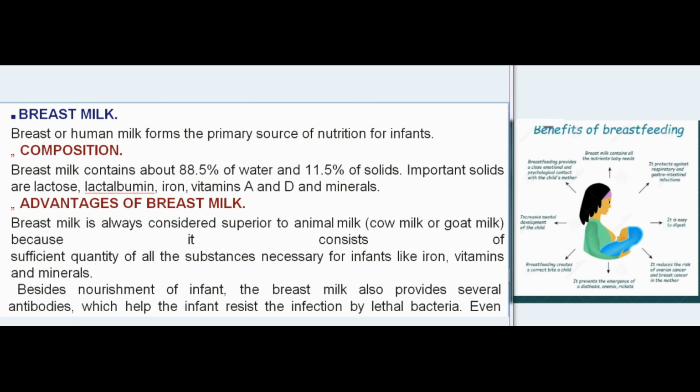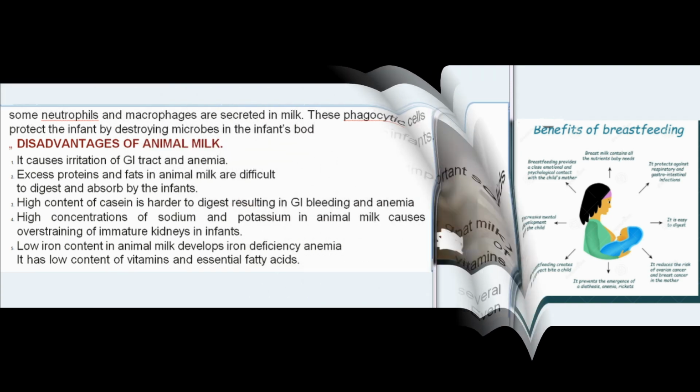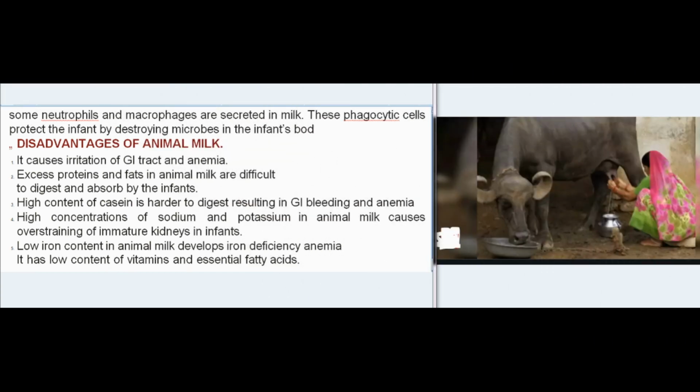Besides nourishment of the infant, breast milk also provides several antibodies, which help the infant resist infection by lethal bacteria. Even some neutrophils and macrophages are secreted in milk. These phagocytic cells protect the infant by destroying microbes in the infant's body.